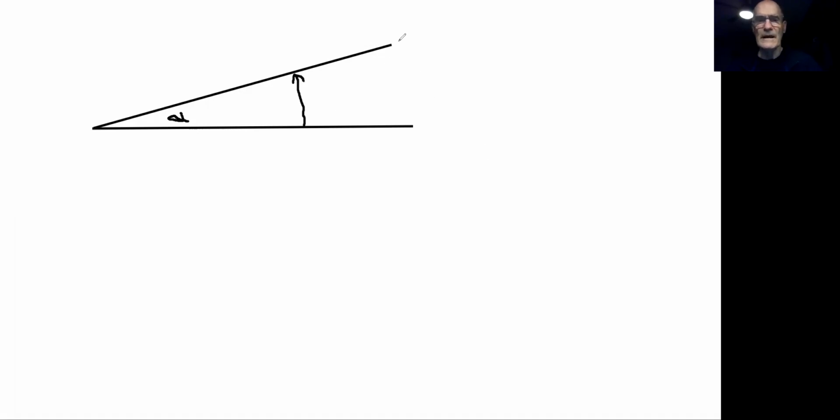If you're looking at an angle of depression, depression means to go down, so your angle of depression would be something like this, and that angle would be this angle here, which we'll call Bravo, because it goes down like this.